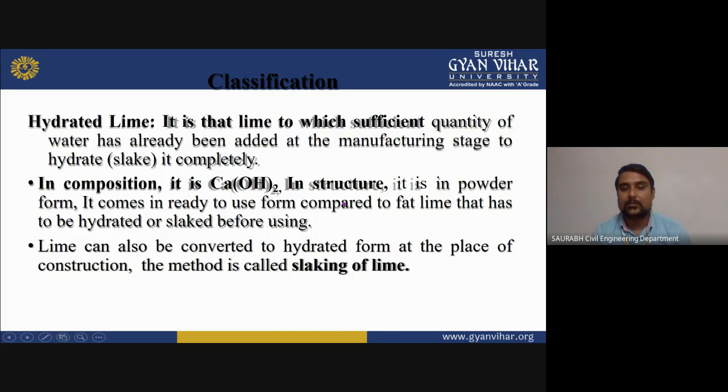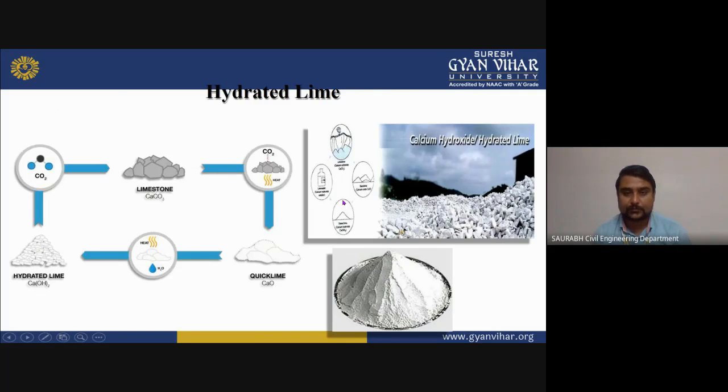It comes ready to use, compared to fat lime that has to be hydrated or slaked before using. Means you can directly take hydraulic lime into use, and a normal lime you have to first put in the water, then it becomes a paste. Lime can also be converted to hydrated form at the place of construction. This method is called slaking of lime.